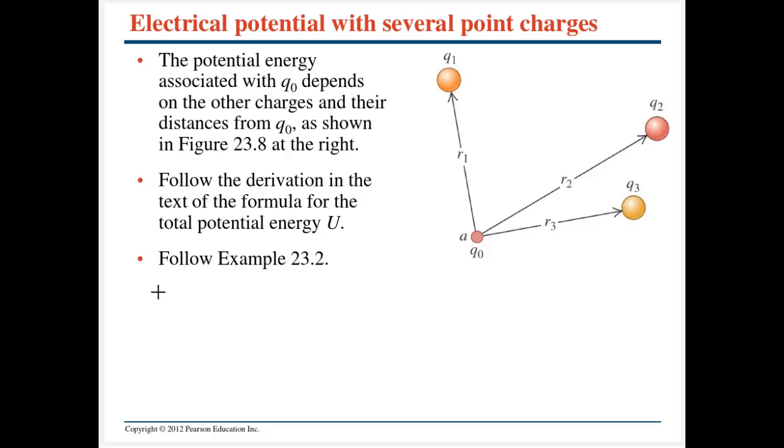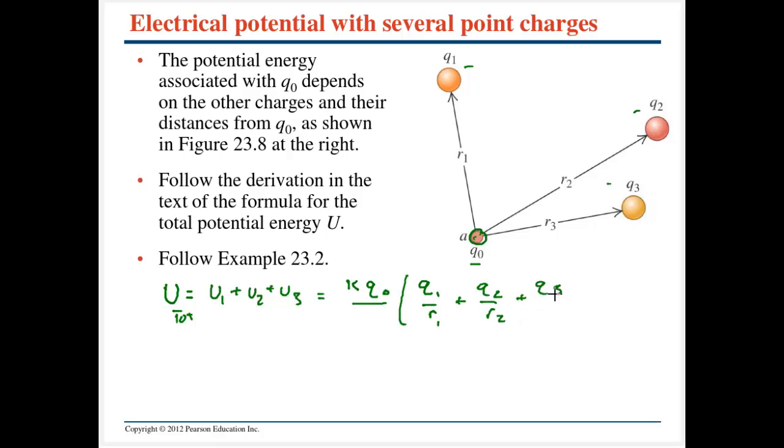The nice thing about potential energy, very similar to gravitational potential energy, is that it is not a vector, it's a scalar. So if we consider the potential energy of this point charge Q0 due to Q1, Q2, and Q3, then the total potential energy is going to be the sum of these three, U1 plus U2 plus U3, which is simply k times the test charge multiplied by Q1 divided by the radius 1 plus Q2 divided by the radius 2 plus Q3 divided by the radius 3.